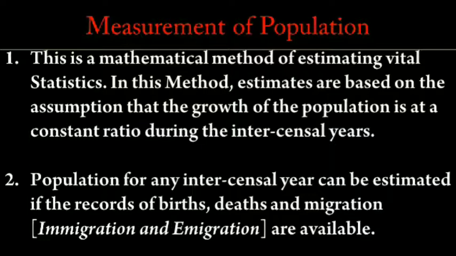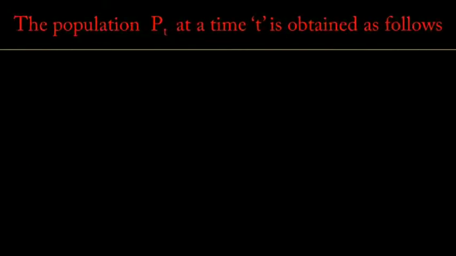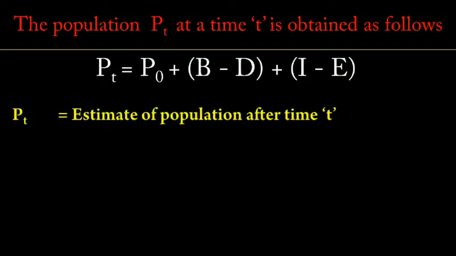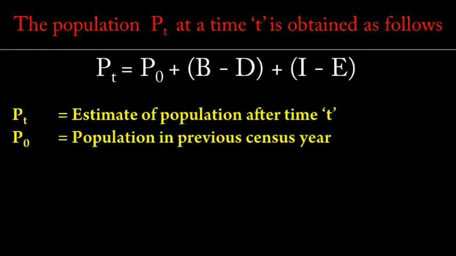So, there is a mathematical formula to find out the population, which is given as Pt equal to P naught plus B minus D plus I minus E. In this formula, the left hand side Pt indicates the estimate of population after time t, meaning you are estimating the population for a time period t, which is equal to P naught.